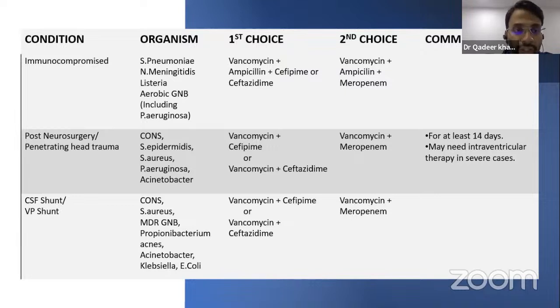ampicillin. In post neurosurgery patients or penetrating head trauma injury patients, we should consider the organisms are gram positive and gram negative, and Acinetobacter we should not forget. So vancomycin plus cefepime or vancomycin plus ceftazidime. The duration of antibiotic course will be almost 14 days. And in severe cases, if the patient is not responding, we may even need to consider giving intraventricular therapy. Patients having ventriculitis or a VP shunt have high chances of ventriculitis, so the penetration of the antibiotics will become difficult in those cases. So in these patients, we should consider giving antibiotics intrathecally.